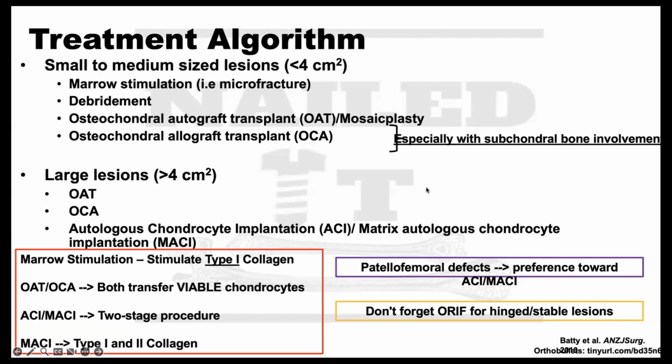Generally, the marrow stimulation is important because it stimulates type 1 collagen, like we said. For OATS and OCA, it's important to note that you're transferring viable chondrocytes. And for your ACI and your MACI, it's a 2-stage procedure. In your MACI, you're helping to stimulate type 1 and type 2 collagen. For patellofemoral defects, there's more of a preference towards ACI and MACI. And in general, it's also important to not forget ORIF for hinged or unstable lesions.